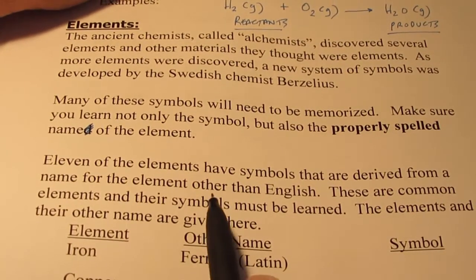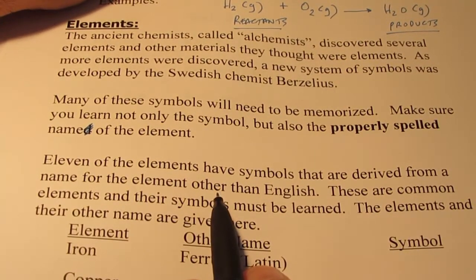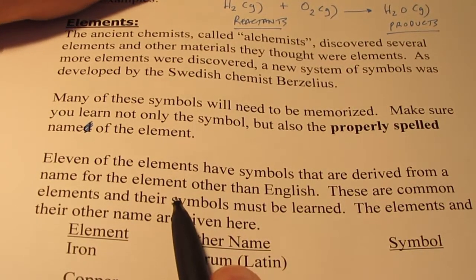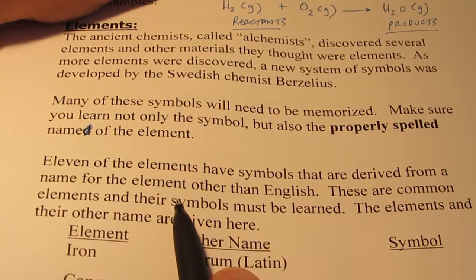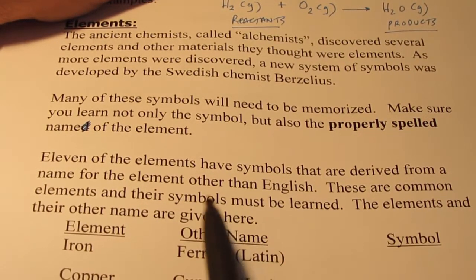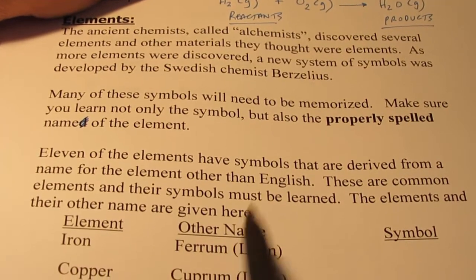Now it turns out that 11 of these elements have symbols that are derived from a name for the element other than the English name. Now these are common, and their symbols have to be learned. The elements and their other names are given here.